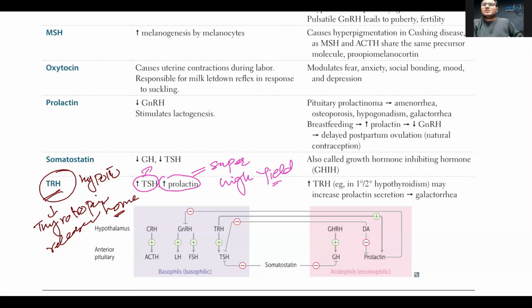So I will tell you this concept. Whenever there is a hypothyroid patient, hypothyroidism causes hyperprolactinemia. Remember always. How? Hyperprolactinemia causes inhibition of gonadotropin. So that's the reason in hypothyroidism many females cannot conceive. You must know the logic.